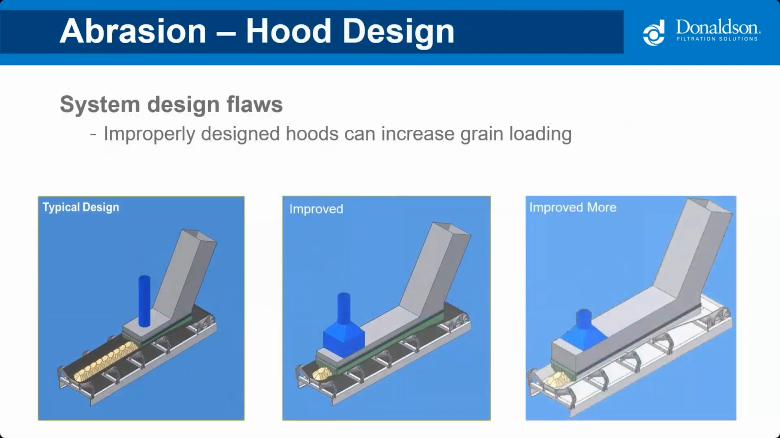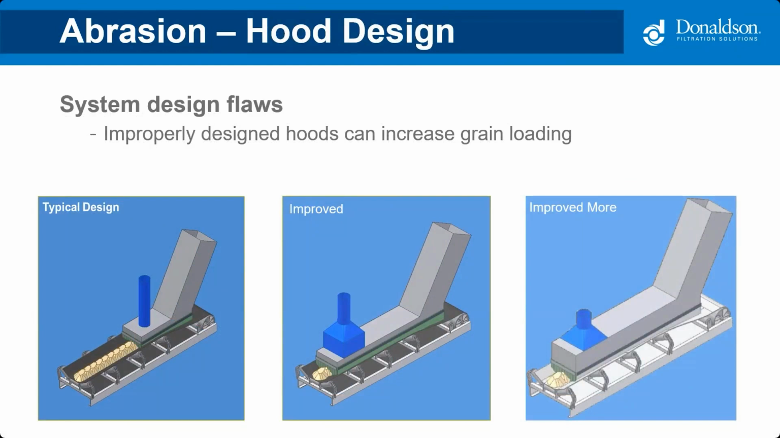Another way to solve abrasion is to help minimize the amount of dust that your dust collector sees. And so I see a lot of issues on conveying belts where they capture the dust, but they're capturing more than dust. They're actually capturing most of the end product.